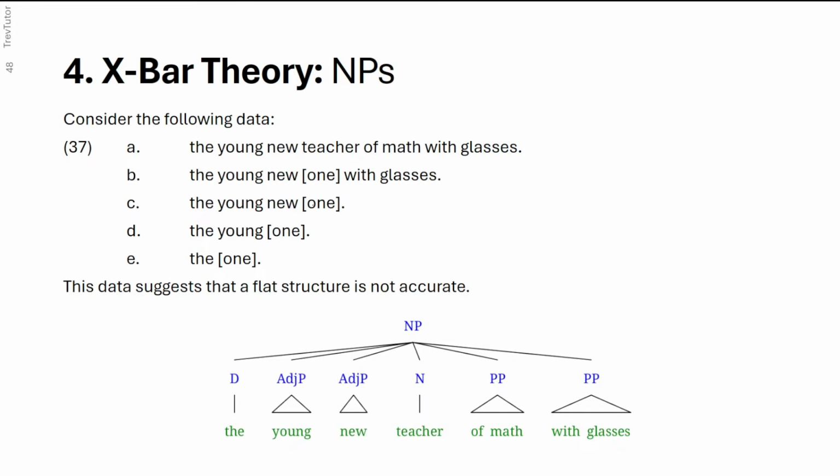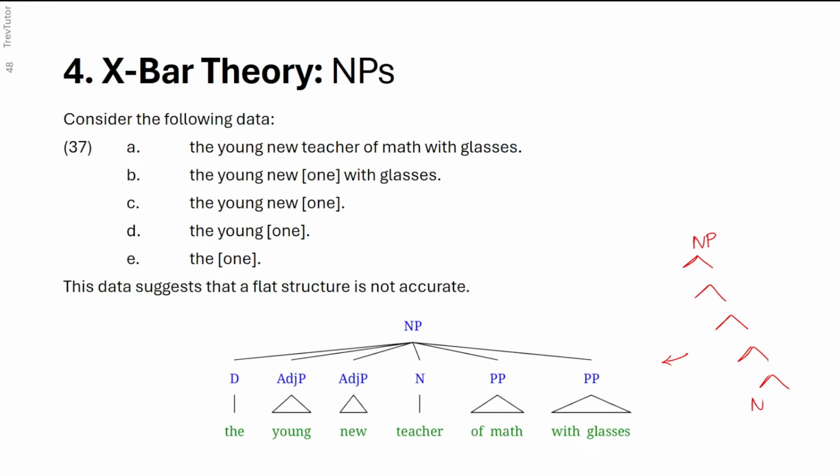So with NPs, we had a flat structure, like the young new teacher of math with glasses. And this was basically a noun phrase branching out into 6 different things. We do not want this. We want every single phrase to branch off either into 1 or 2 things. So we want a structure that looks maybe a little bit more like that than something that we've had previously. So we can use constituency tests to figure out a better structure.